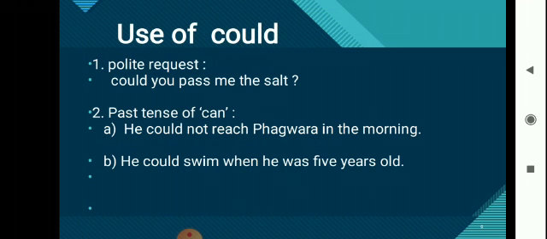He could swim when he was 5 years old. Now he cannot swim, but he could swim when he was 5 years old.